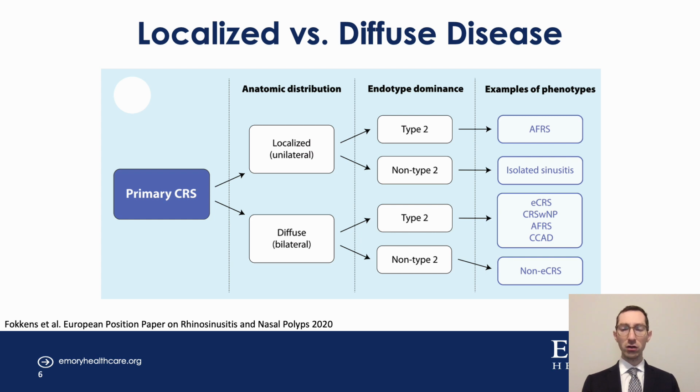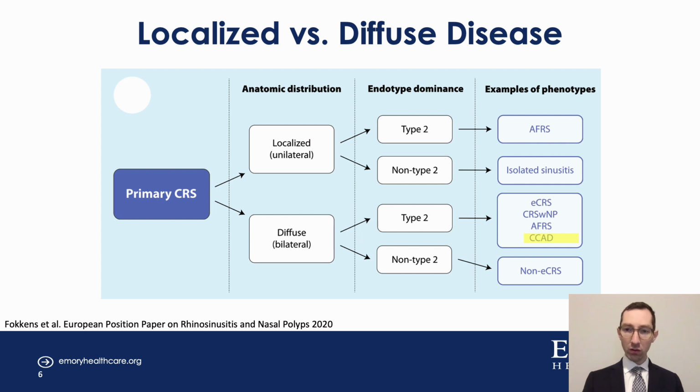If we go ahead and look at the EPOS 2020 guidelines, there's a focus on delineating types of sinonasal inflammation based on their anatomic distributions. Now, central compartment atopic disease, illustrated here, is a type 2 endotype that affects both sides of the nasal cavity and is therefore classified as diffuse in nature rather than being localized.